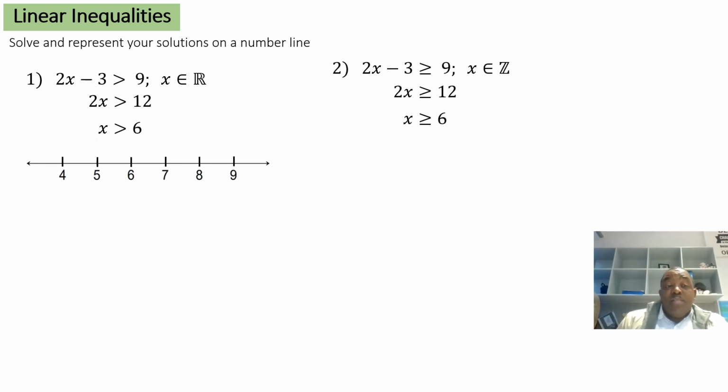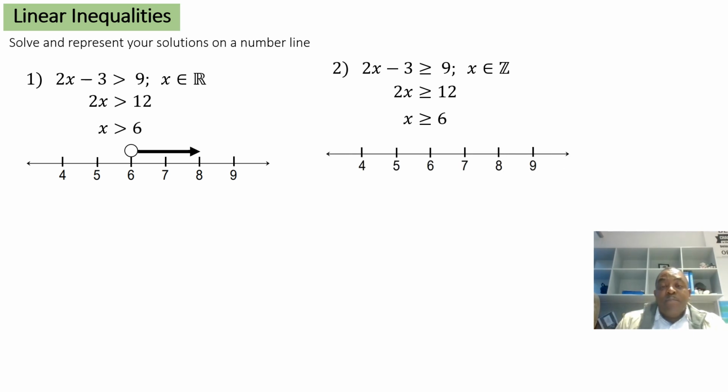On the number line, as a result, when we represent our real numbers, look at our representation. We don't include the 6, but then we cover all, because there are decimals between 6 and 7, between all the integer numbers. So our arrow must show that we're covering all those numbers greater than 6. But look at this other one where we have integers. We really literally have to pick the integers there. But since they go up to infinity, there's no way we can finish that.